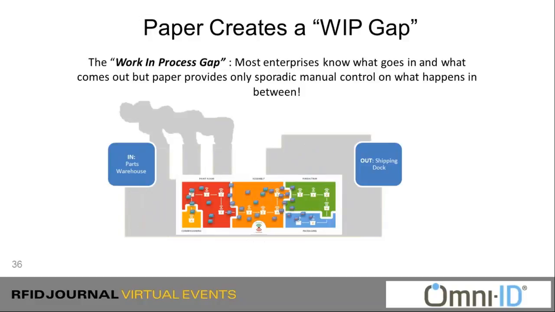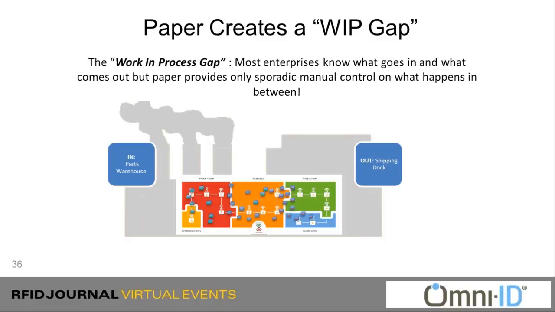I like to think of paper as almost a ballistic missile. You launch it, you launch your goods into your factory, and you have no idea where they really are until they come out the other end. We have lots of different kinds of systems operating in factories today where they think they know what's going on because the MES is commanding the material to go somewhere.